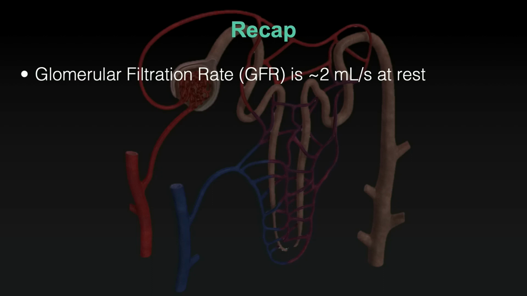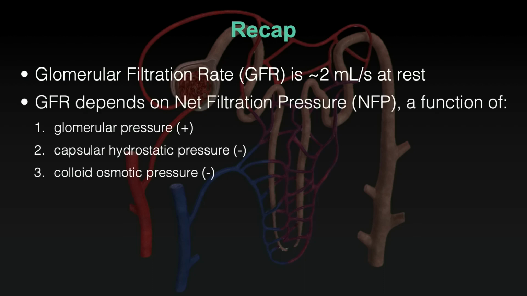Remember, the first function was GFR, to filter. At the corpuscle, filtrate is produced. Things are excreted from the body, and then we reabsorb and secrete in the tubules as we go through. So GFR is fairly high, and it's fairly stable. We discussed the mechanisms that regulate GFR and the factors that result in GFR.